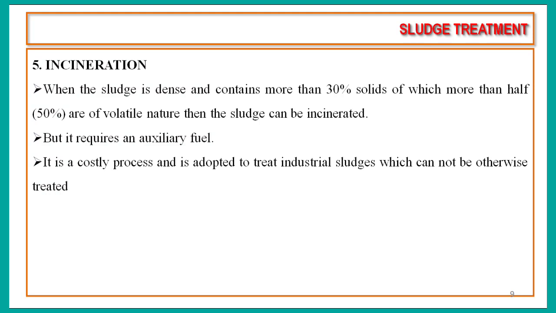The incineration process requires an auxiliary fuel. That's why it is a costly process and it is adopted to treat industrial sludges which cannot be otherwise treated. That means this incineration process is not used all the time. Sometimes it is essential to remove some components present in the sludge, and at that time we will use incineration to treat the sludge.